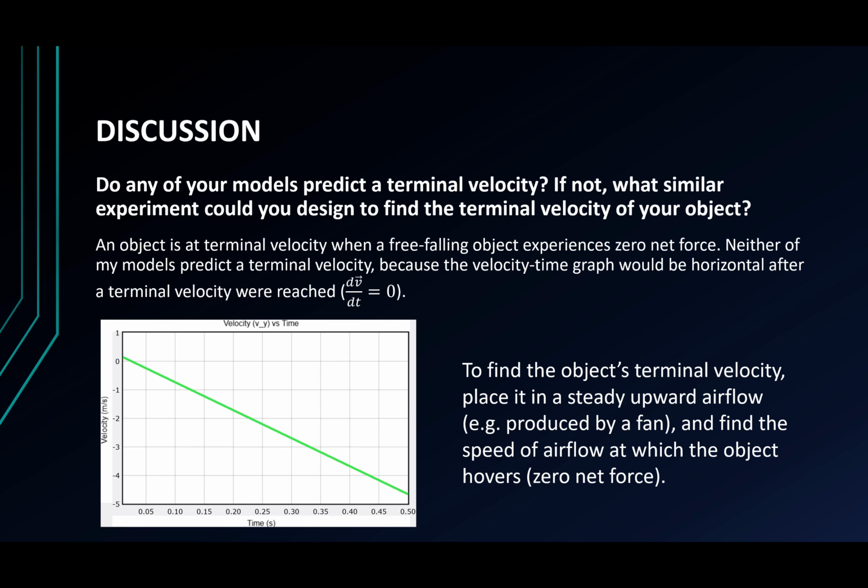An object is at terminal velocity when a free-falling object experiences zero net force. Neither of my models predict terminal velocity because the velocity-time graph would have to be horizontal. To find the object's terminal velocity, I'd place it in a steady upward flow produced by a fan, for example, and find the speed of airflow at which the object hovers. When an object hovers, it has a zero velocity, and so a zero net force acts on it.